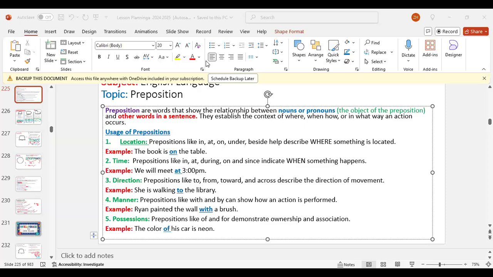I got an 18 out of 20. 18 out of 20 is good. Once it's 16 or above, it's good. Okay, so now let's move on to the grade exercise.